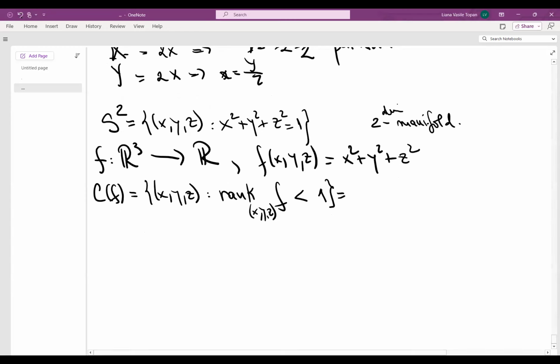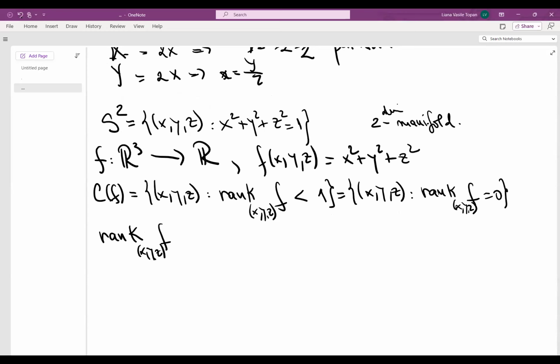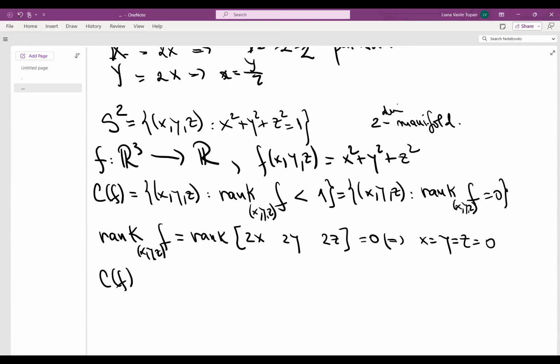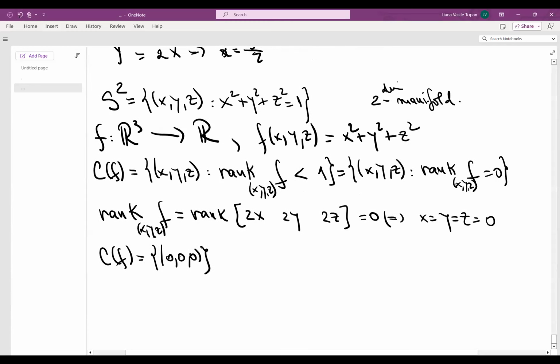So this means that we'll have all the triples for which the rank at the point is equal to 0, right? Strictly less than 1. But what's the rank of f at a random point x, y, z? This is the rank of the Jacobi matrix. So the derivative with respect to x, the derivative with respect to y, the derivative with respect to z. So this must be 0, but this is equivalent with the fact that all entries are 0. Everything is 0, right? That's the only possibility. x, y, z are 0. So the only critical point of the function is 0, 0, 0, the origin of the system of coordinates.